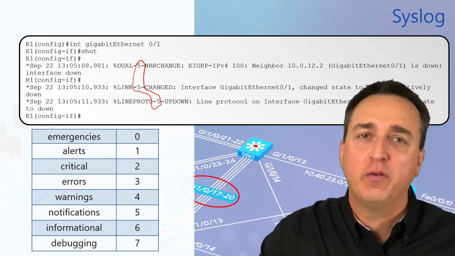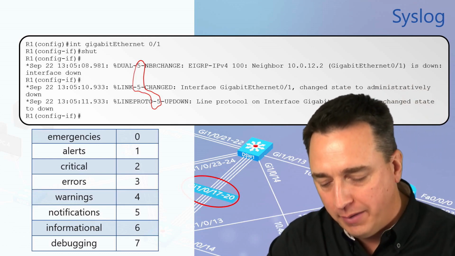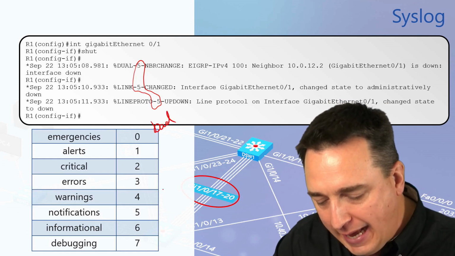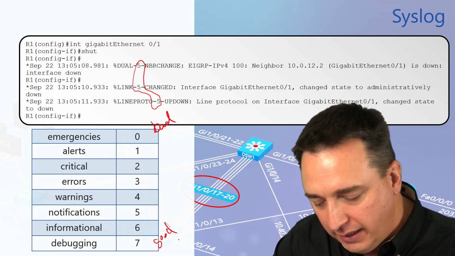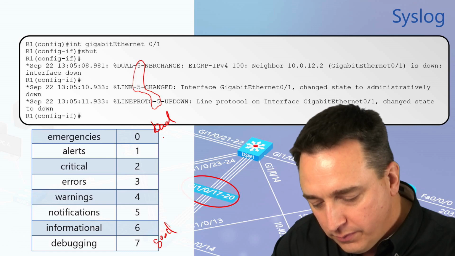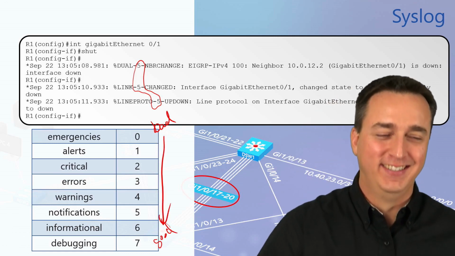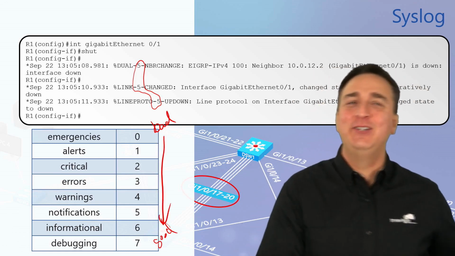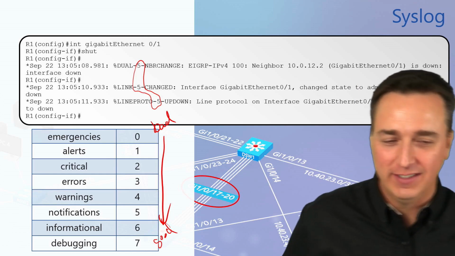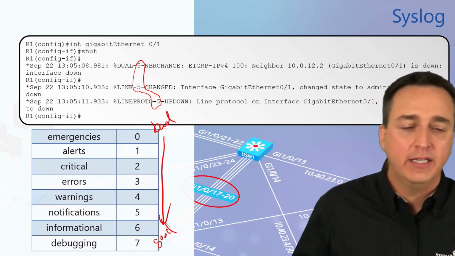And then it's 0, 1, 2, 3, 4, 5, 6, 7. What else do I want you to remember? This is bad. This is good, essentially. Meaning, it gets better as you go up. It gets better as you go up. The severity level: the higher the number, the better it is.